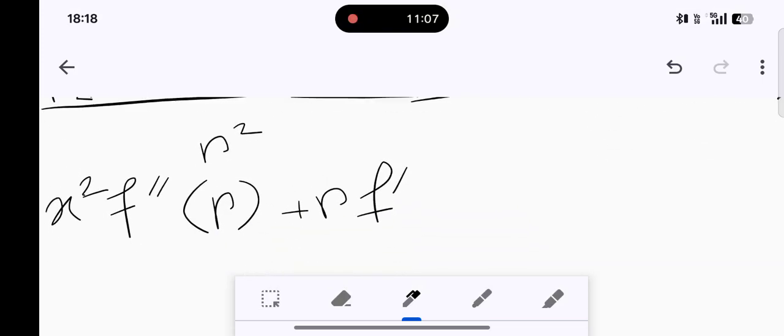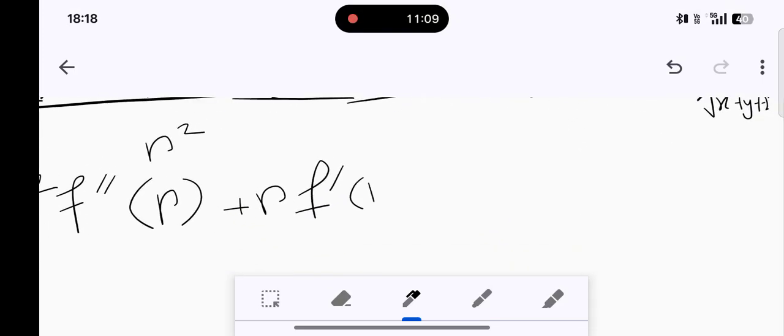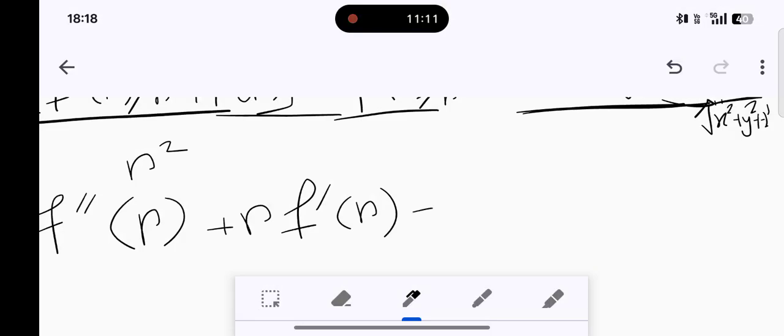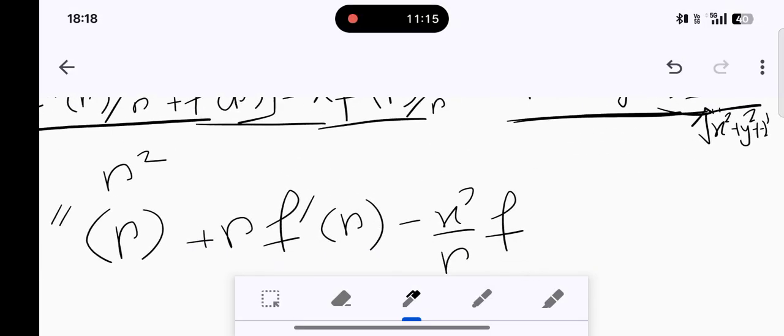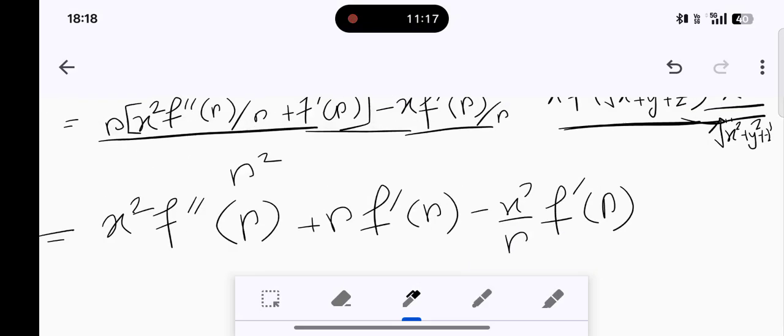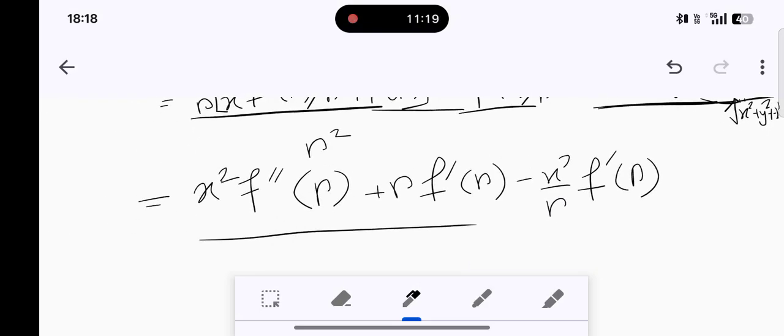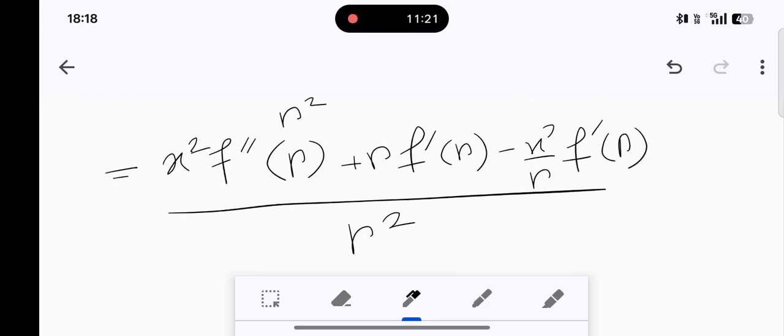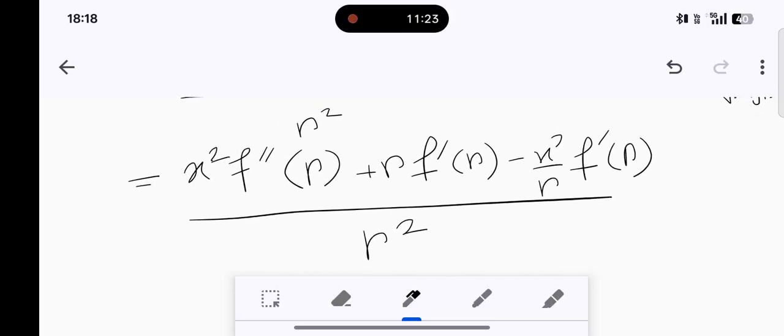And this is f'(r), and this is minus x square divided by r into f'(r), right? Well, very nice. Whole divided by r square. Now the thing will happen something like that.